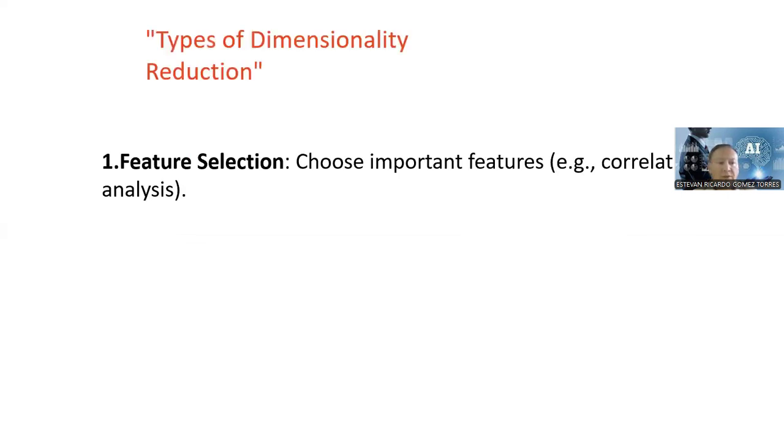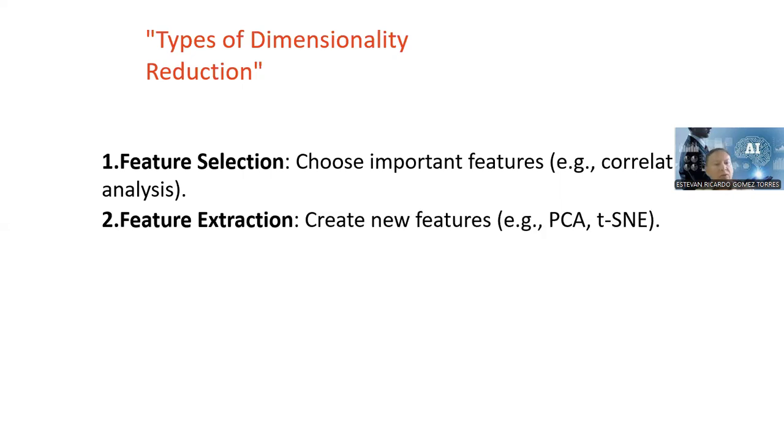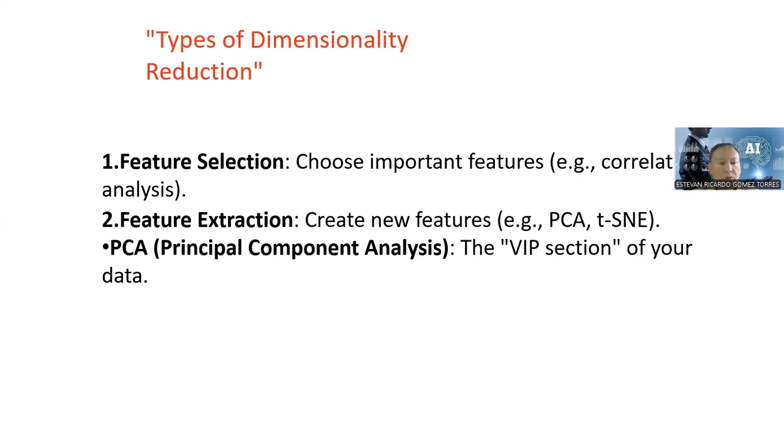Types of dimensionality reduction. First of all, feature selection. We choose important features, for example, correlation analysis. Okay. And second, create new features, for example, PCA, t-SNE. So, principal component analysis is the VIP section of your data.